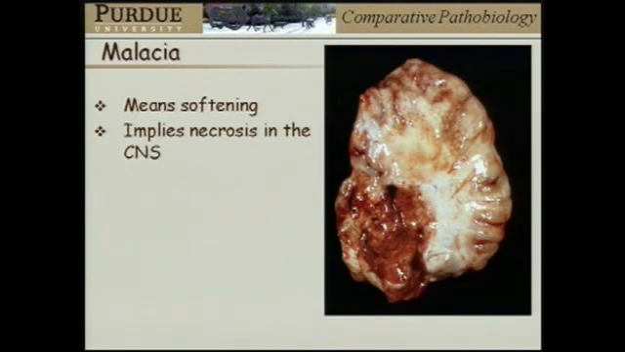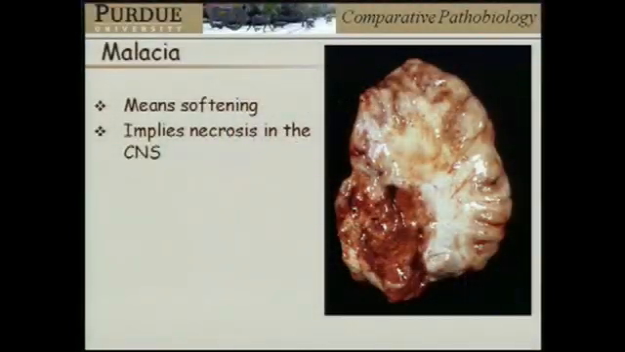Still in the category of necrosis, we use the term malacia in pathology mostly for 2 organ systems, and one is the skeletal system. Actually it means softening, whether we're talking about the skeletal system or another system, but we use it in the skeletal system to imply softening of bone, because there is a failure of ossification, a failure of mineralization of the bone.